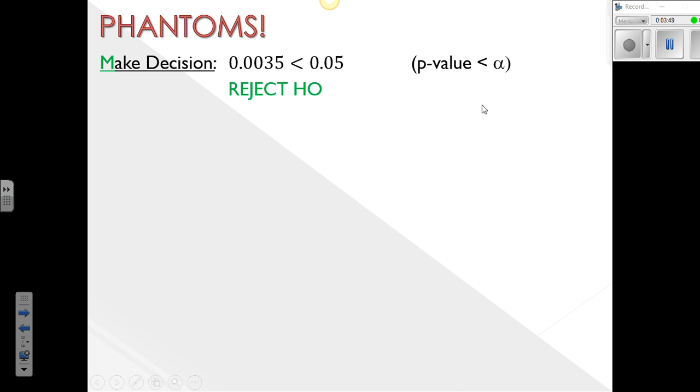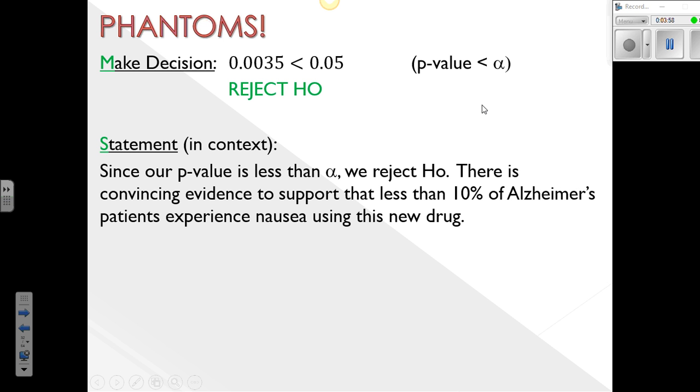So if we're rejecting H0, we are going to conclude in terms of our alternative. So here's your statement in context. Since our p-value is less than alpha, we reject H0. There is convincing evidence to support that less than 10% of Alzheimer's patients experience nausea using this new drug. So I want you to check your stuff. Does it look like this? Okay, cool. Make sure it does.